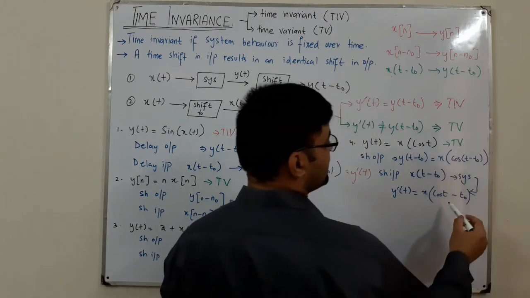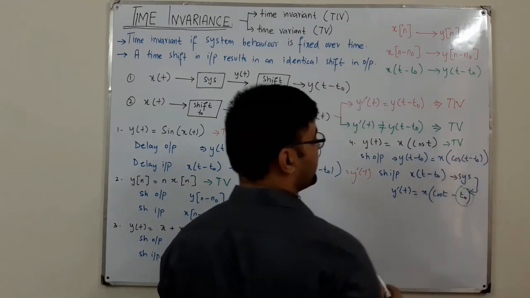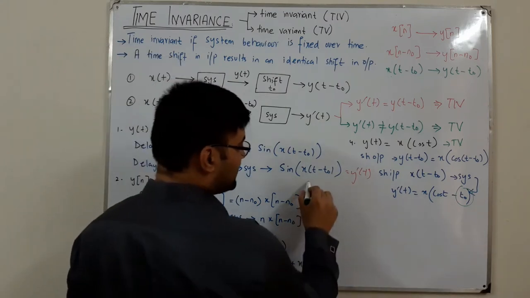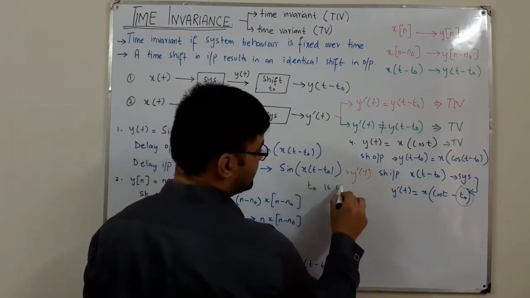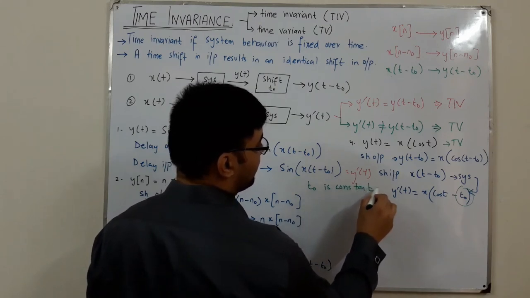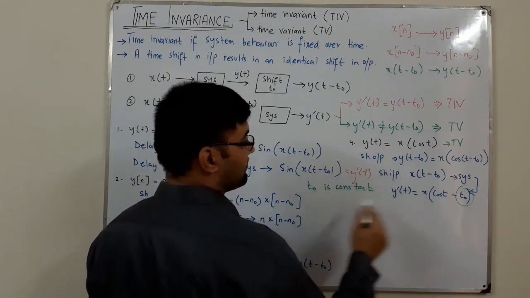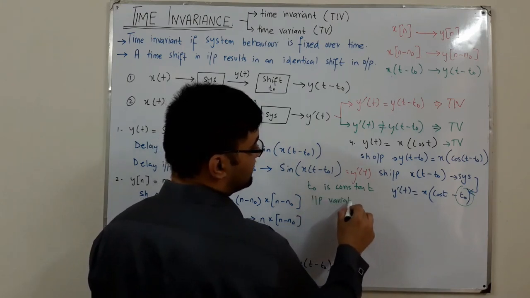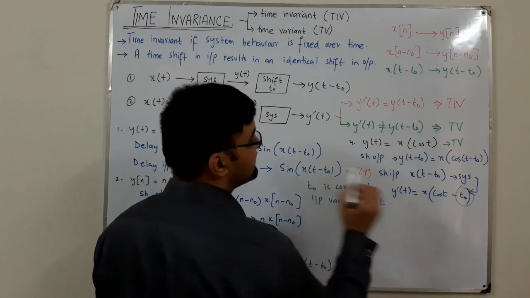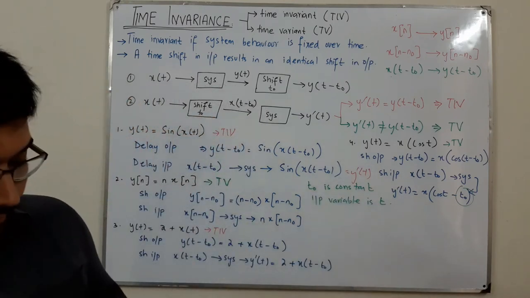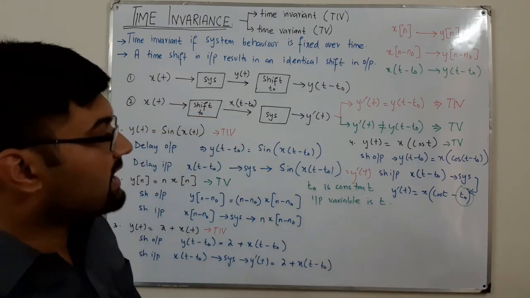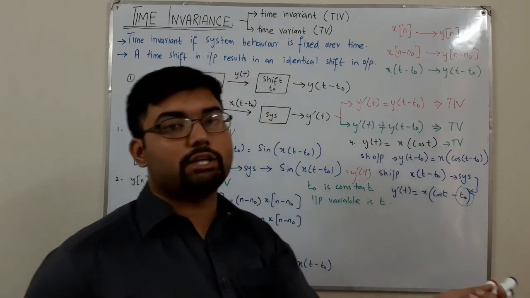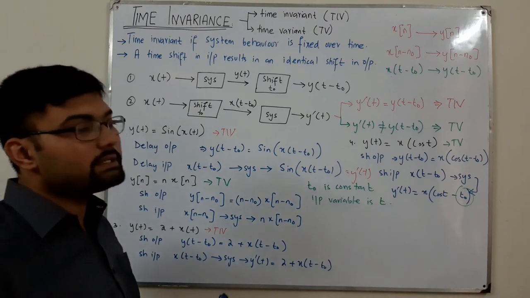Now this could be a confusing point. Why did I not take t naught in it? Because t naught is just a constant, okay? It is just a constant value of time representing the shift. Our input variable is only t. We have nothing to do with t naught. So if you have cos of t naught also, that would again be some constant representing a shift. So this is not an identical shift.